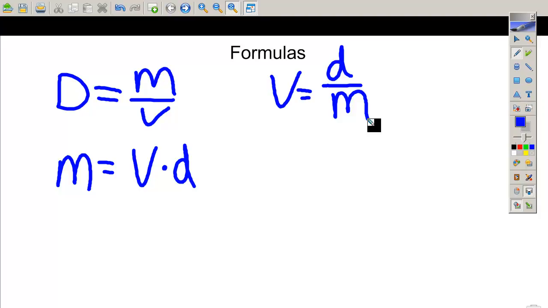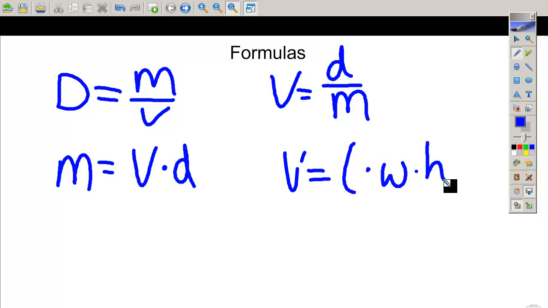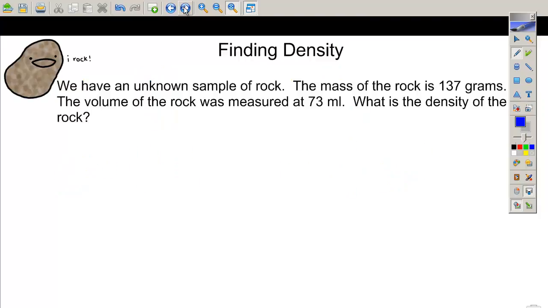Okay? If we have a regular cube or rectangular cube, we can also use the following formula, which is volume equals length times width times height. So these are the formulas that you will use in your take-home portion of the test. Coming up next, we're going to look at a few sample problems and see how we apply these formulas.